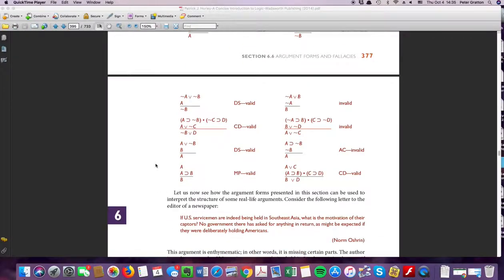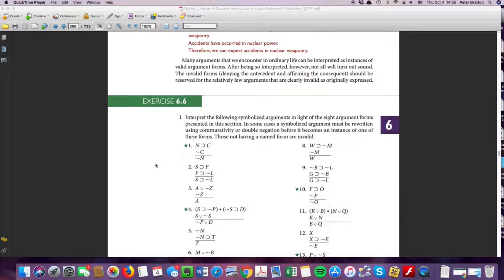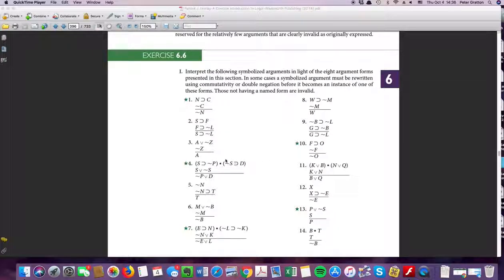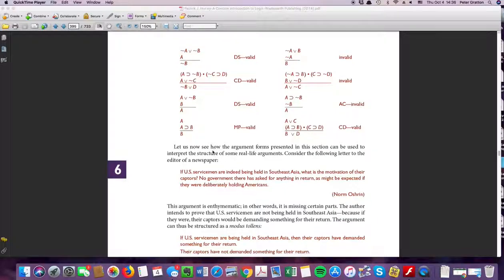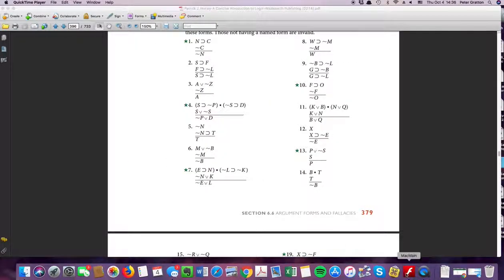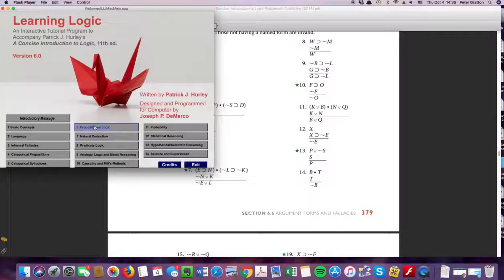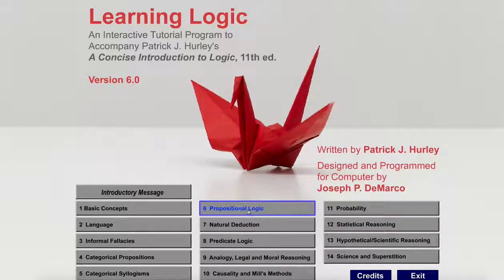And so I think that's good enough for now, and then you'll see the exercises. You should attempt them and then see which ones are valid or invalid based upon these argument forms that you've already been given. Okay. So now let's go in here. We're going to do view full screen. We're still in chapter 6, but we're on the last section.